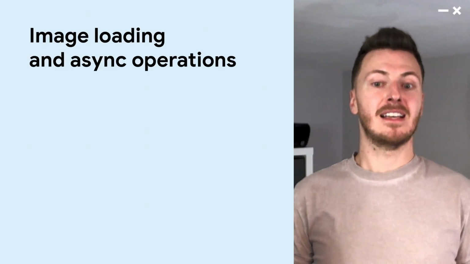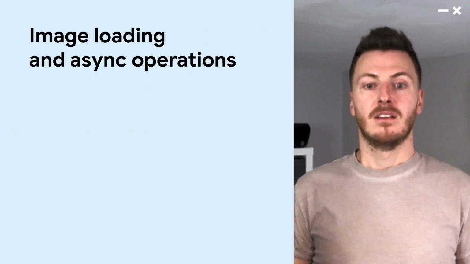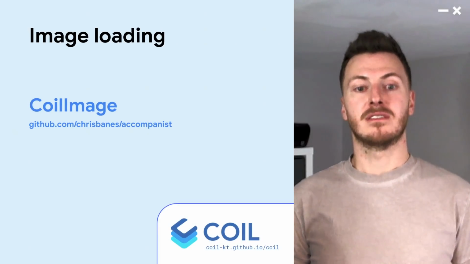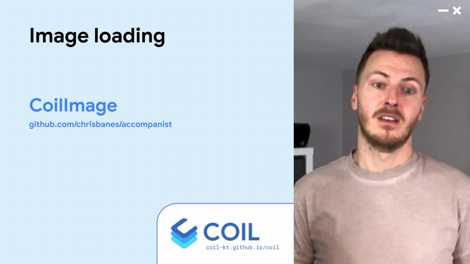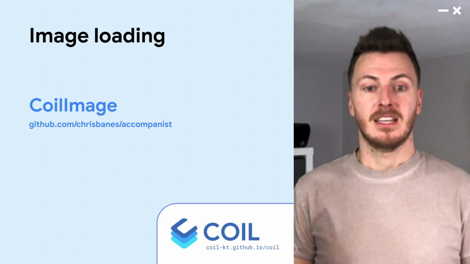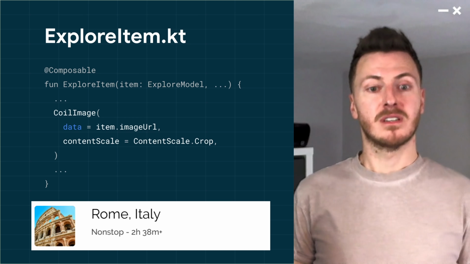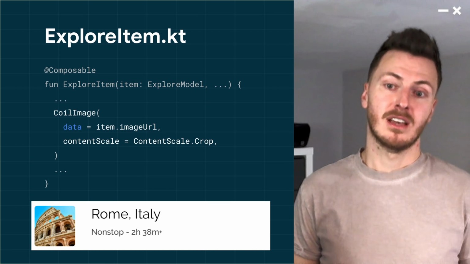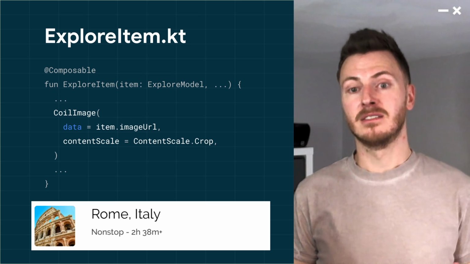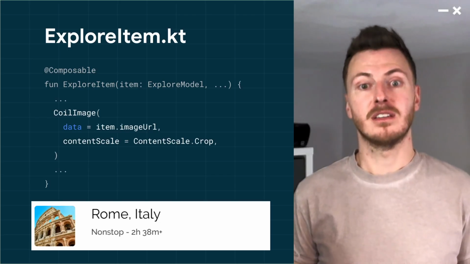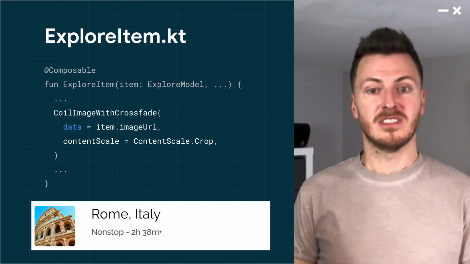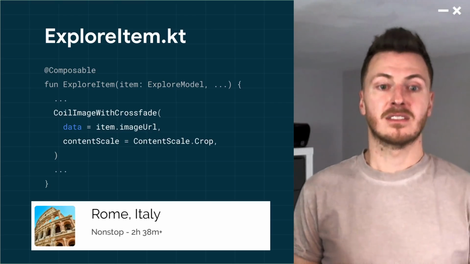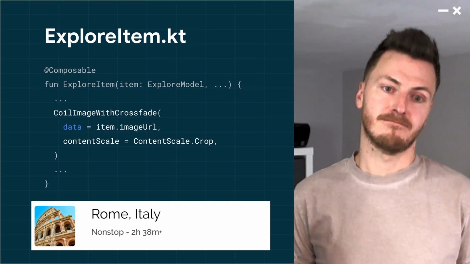Our final section of this video is all about image loading and async operations. For image loading, one way to achieve this is to use the Compose extension for the Coil image loading library, which we've published here. It's very easy to use. In your Compose code, you would call CoilImage, passing in the URL, the content scale, or any other parameters to configure the image. The library also provides a variant which fades the images in when they're first loaded, and that's called CoilImageWithCrossfade.